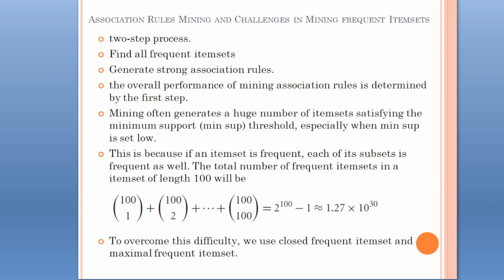As a second step, we generate strong association rules from the frequent item sets. By definition, these rules must satisfy minimum support and minimum confidence. Because the second step is much less costly than the first, the overall performance of mining association rules is determined by the first step.